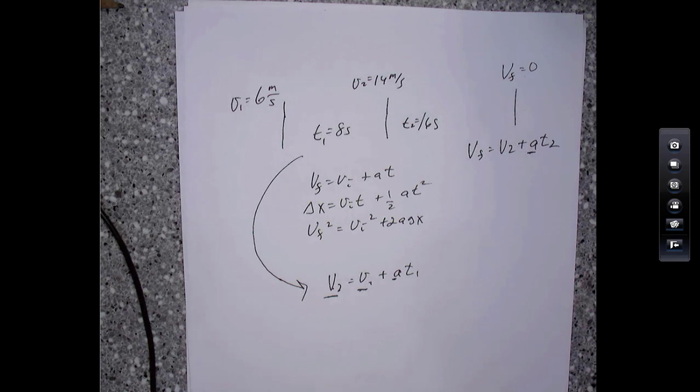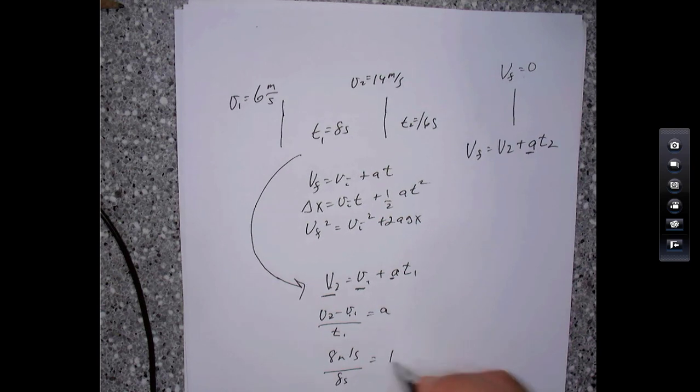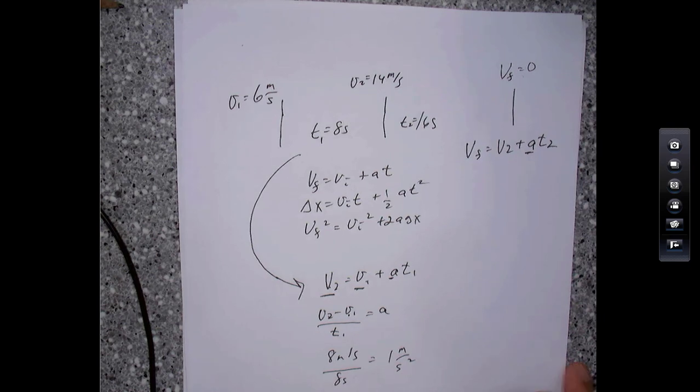Okay? Yeah, you can almost just reason this one out, actually. No, but we'll talk about that in just a minute. Okay, so a little bit of algebra here. v2 minus v1 over t1 gives you a. So I've subtracted v1 from both sides, divided both sides by t1. So v2 minus v1 would give me 8 meters per second. This happened in 8 seconds. So the acceleration is 1 meter per second squared.